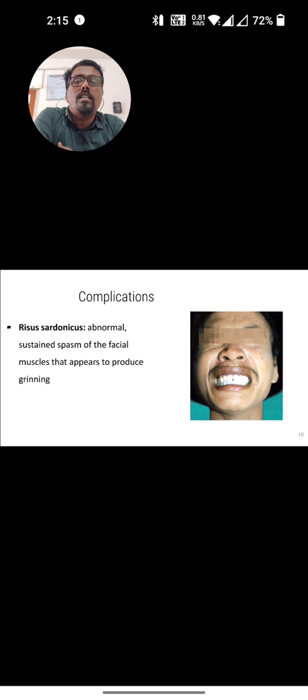Coming to the complications, after the trismus or lockjaw, we can see risus sardonicus, that is abnormal sustained spasm of the facial muscles that appears to produce a grinning type of face. In the third complication, once the tetanospasmin is activated, the person may go into an opisthotonus position, that is the abnormal posture of the body which occurs due to generalized spastic contractions of the extensor muscles. Finally, the patient will die due to respiratory muscle spasm.